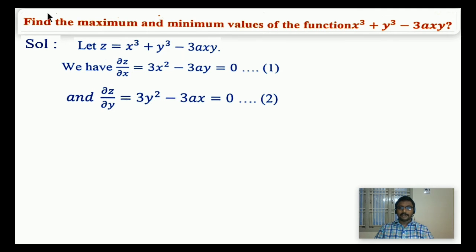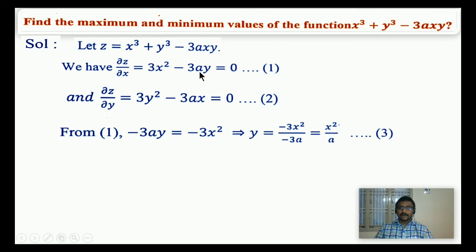And dou z by dou y is obtained by differentiating z partially with respect to y. While differentiating partially with respect to y, keep x as constant. X cube derivative is 0, y cube derivative is 3y square, negative 3axy derivative is negative 3ax, constant, y derivative 1, which is equated to 0. Now solving these two equations to get the stationary points.